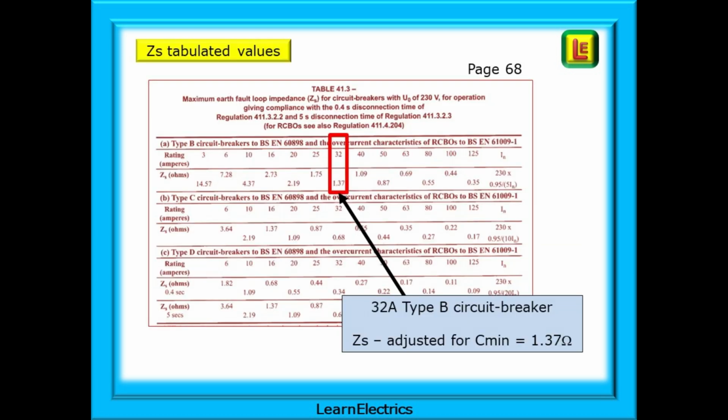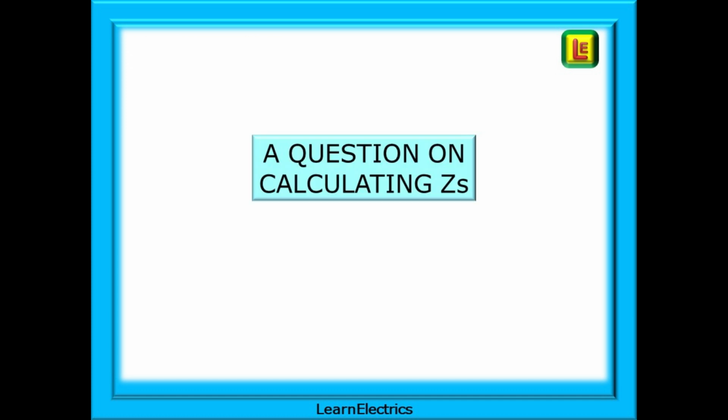If we look on page 68, we will find table 41.3 for circuit breakers and RCBOs on a 230 volt supply. The red box shows the already calculated ZS for a 32 amp breaker, 1.37 ohms with Cmin already applied. This is the same value that we have just calculated, and each current rating will have the ZS shown. Remember, this is a table in the regs book, ZS tabulated.